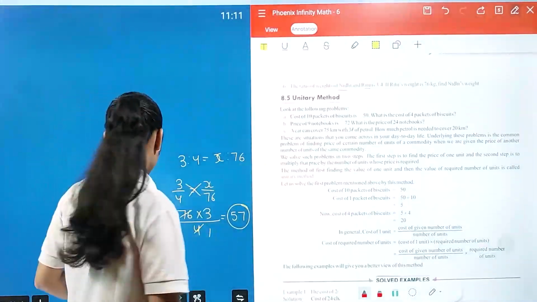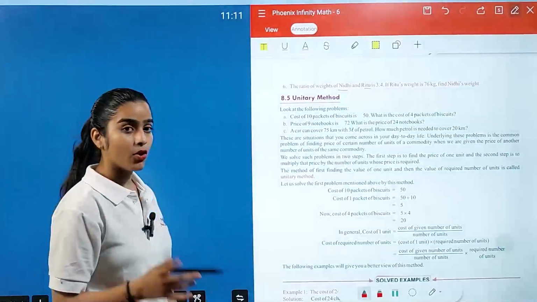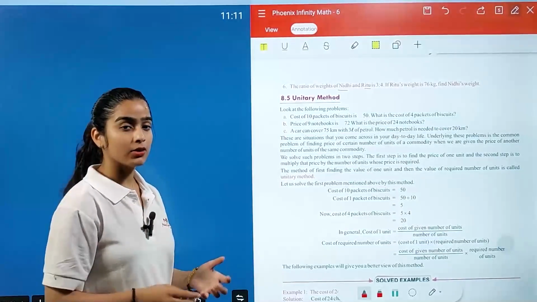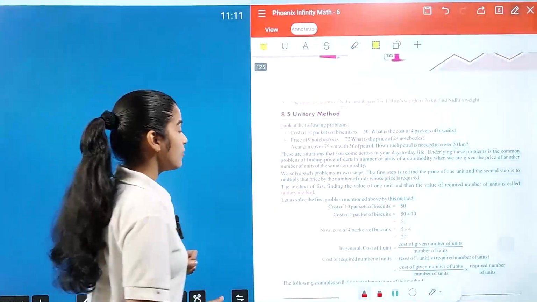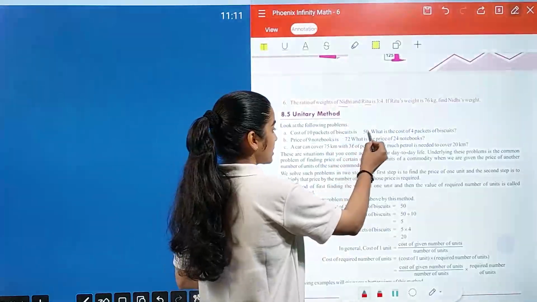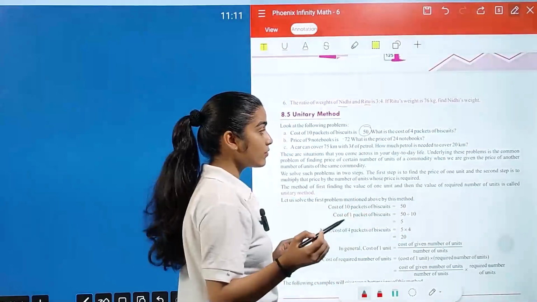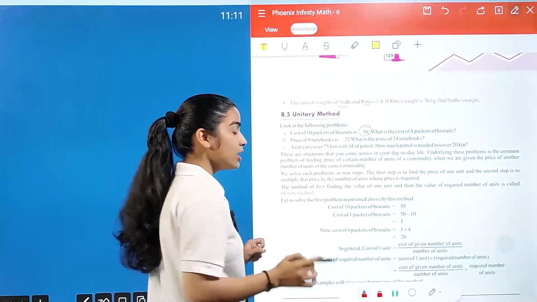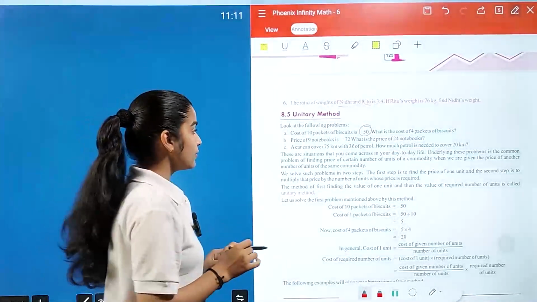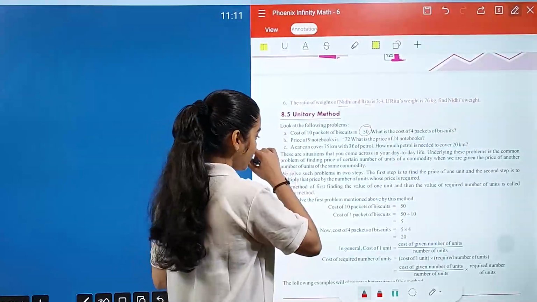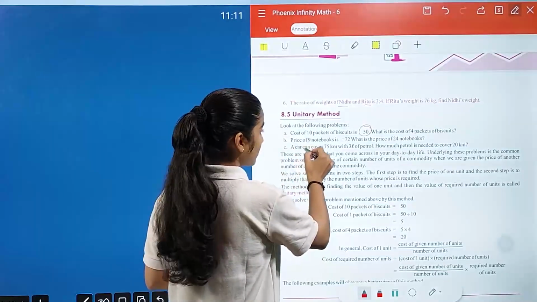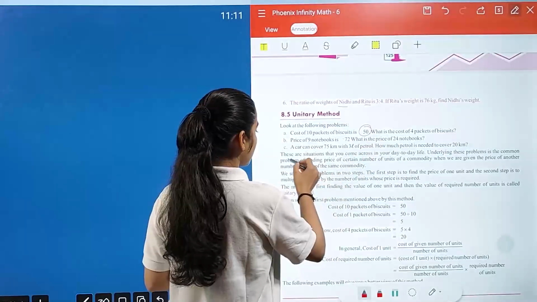Now we have our unitary method, where we have to find the value of the first quantity first, and then we can calculate any random quantity. For example, the cost of 10 packets of biscuits is 50. So what is the cost of 4 such packets? First we have to find the cost of 1 packet. So 50 divided by 10 is equal to 5. So 5 multiplied by 4 is 20.